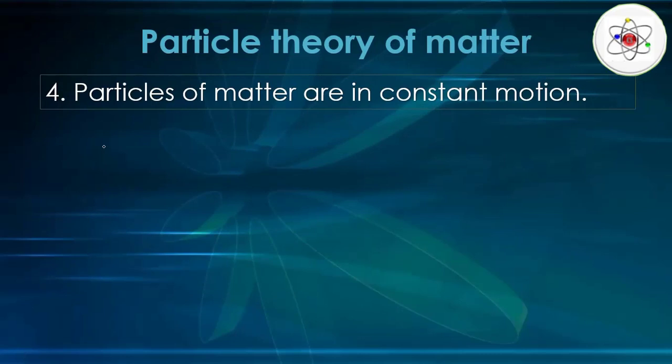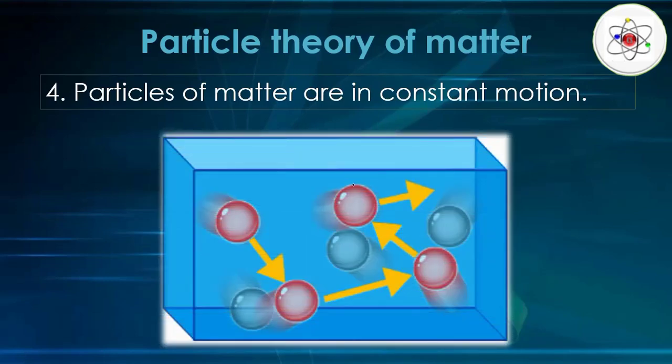Fourth postulate is that particles of matter are in constant motion, right? If they vibrate, as I told you earlier, they are in a constant state of motion. So these arrows show that particles move from one place to another. If they are tightly packed, they just vibrate about their fixed position. If they have space to move, they move here and there within the structure, right?